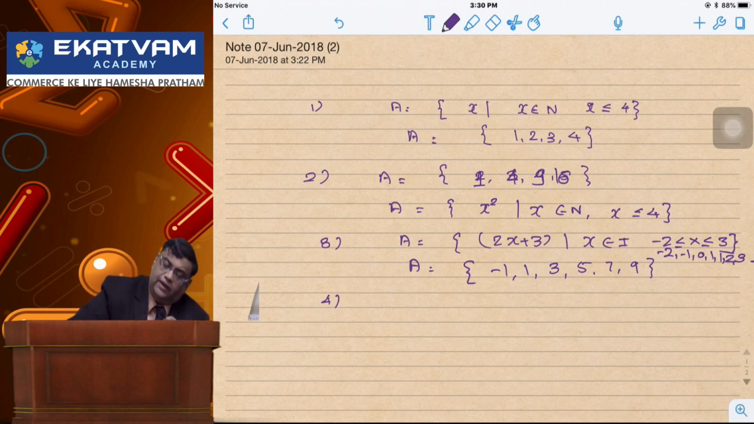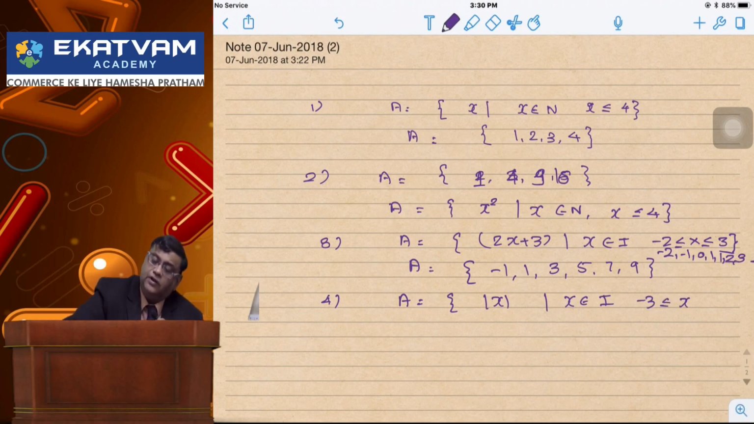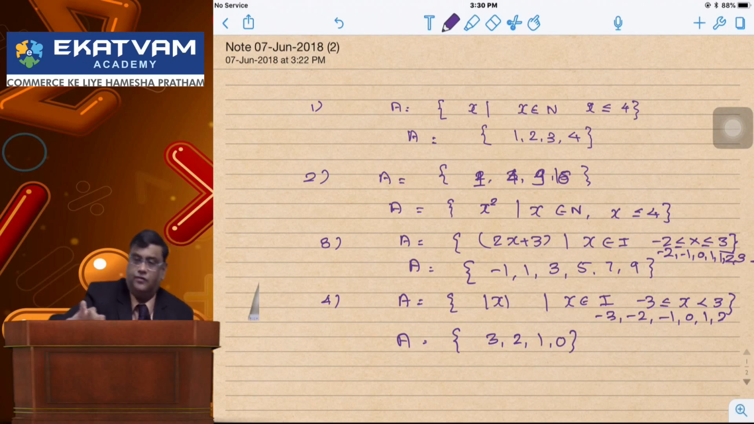Suppose I say A is equal to modulus of x such that x belongs to integers, -3 is less than or equal to x is less than 3. Now tell me, what values of x will you put? -3, -2, -1, 0, 1 and 2. 3 will not be allowed. But when you put it in the modulus sign, negative becomes positive, so it will be 3, 2, 1 and 0. That's it.